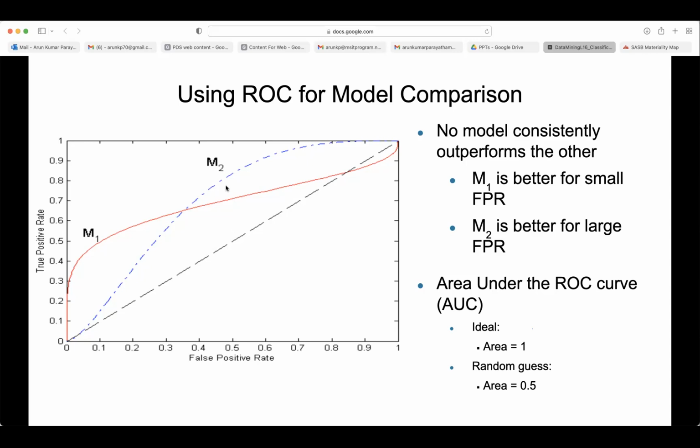We cannot say which one is good, but we can say in which situation red is good, and in which situation blue is good. M1 is better for small FPR. What is M1? The red one. It means you want to limit false positives. When you limit false positives, M1 is better, because it makes a higher true positive rate also for that small false positives.